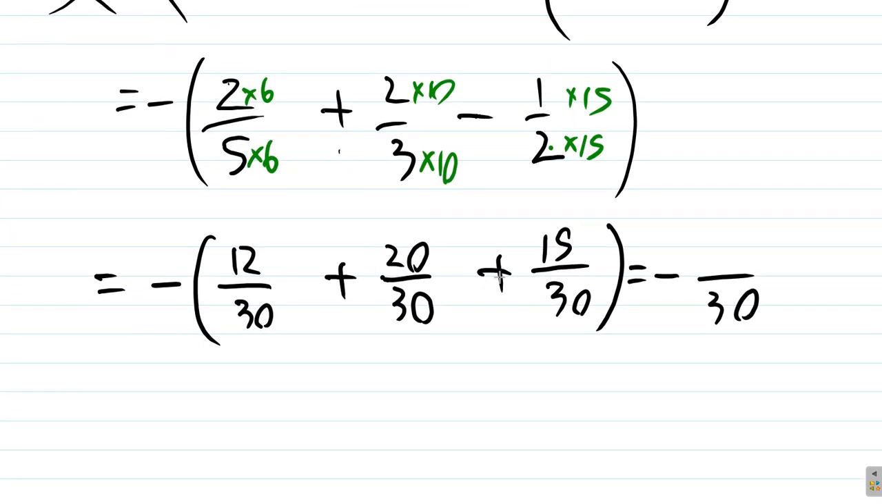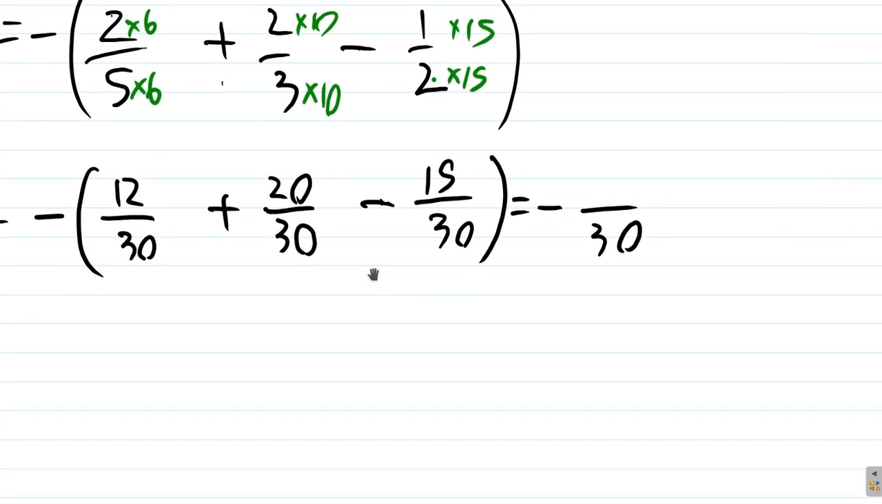So it should be half here, not plus. Okay, we're back on track. So 12 and 20. 12 plus 20 is going to be 32. 32 minus 15: 1 from 3 we get 2, 5, 6, 7, 8, 9, 10, 11, 12, that's 7. And 2 minus 1, 1. So it's negative 17 over 30. Okay, negative 17 over 30.